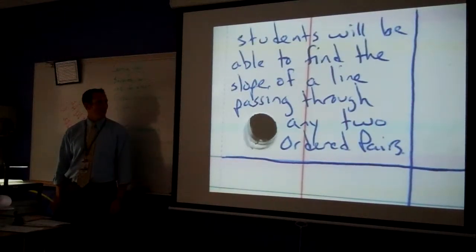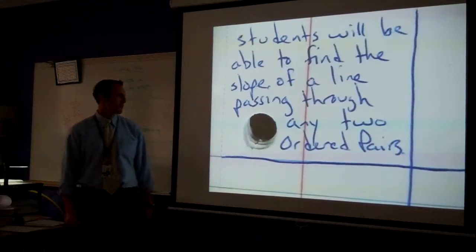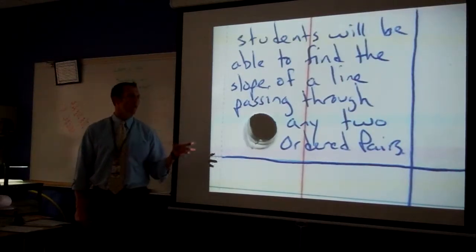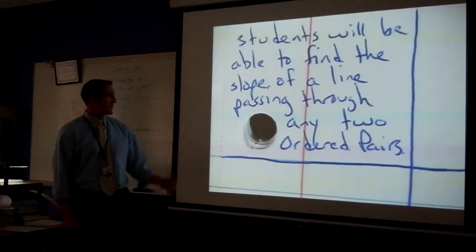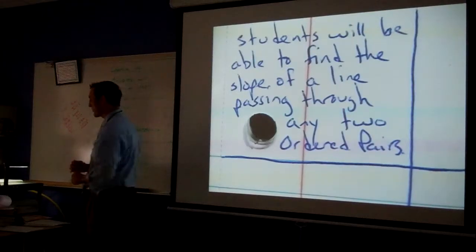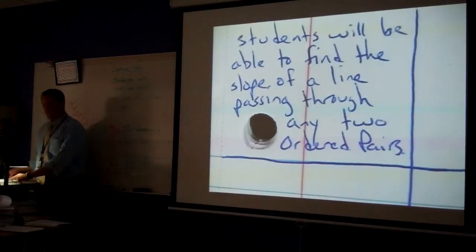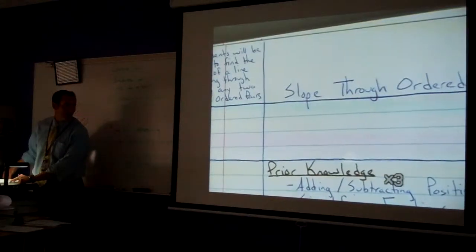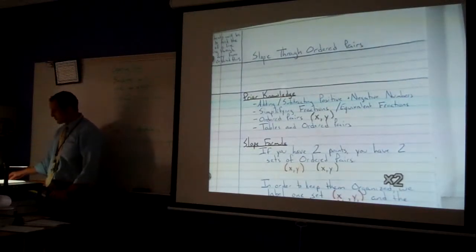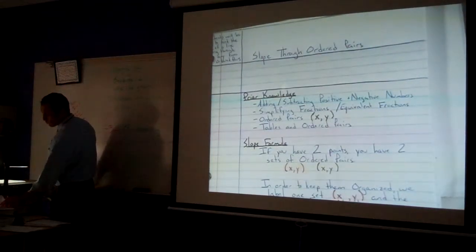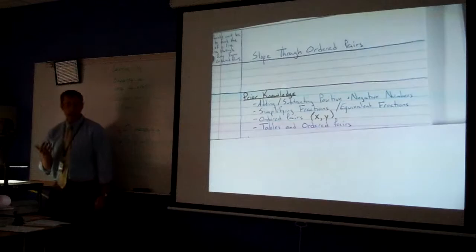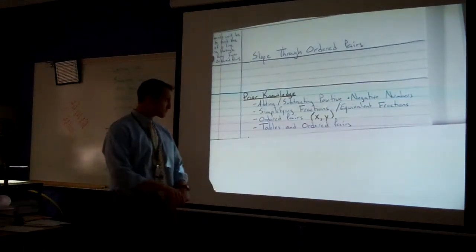Alright, hello. We're going to be working on finding the slope of a line passing through any given two ordered pairs. So the learning goal for this lesson is being able to find the slope of any line passing through any two ordered pairs. Following with the structured note-taking using the Cornell style, we have our title, slope through two ordered pairs, and we're going to walk through the previous knowledge that must be gained before continuing on with this lesson.